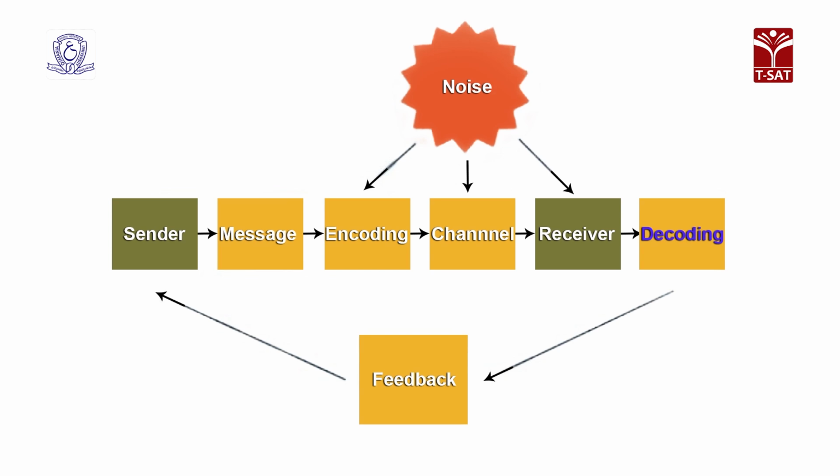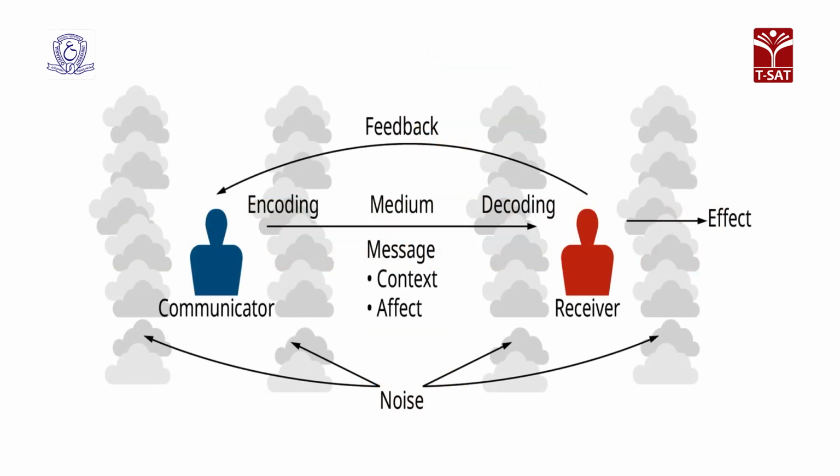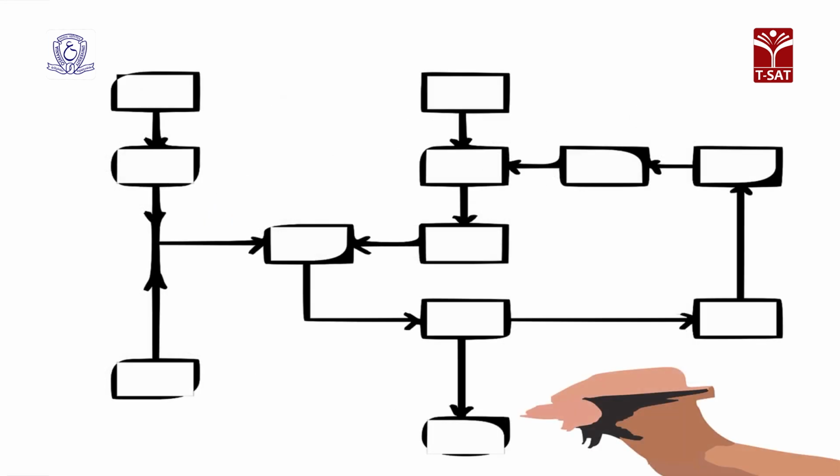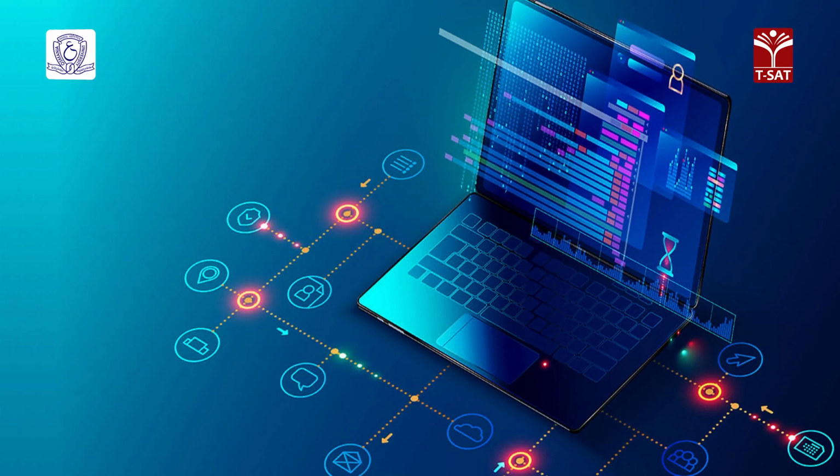Decoding. Decoding refers to interpreting or converting the sent message into intelligible language. It simply means comprehending the message. The receiver, after receiving the message, interprets it and tries to understand it in the best possible manner.